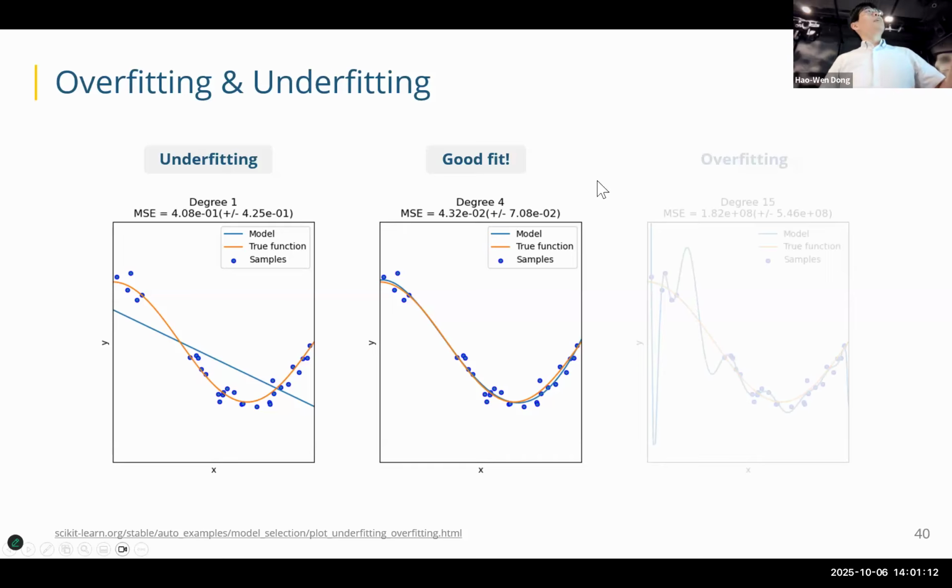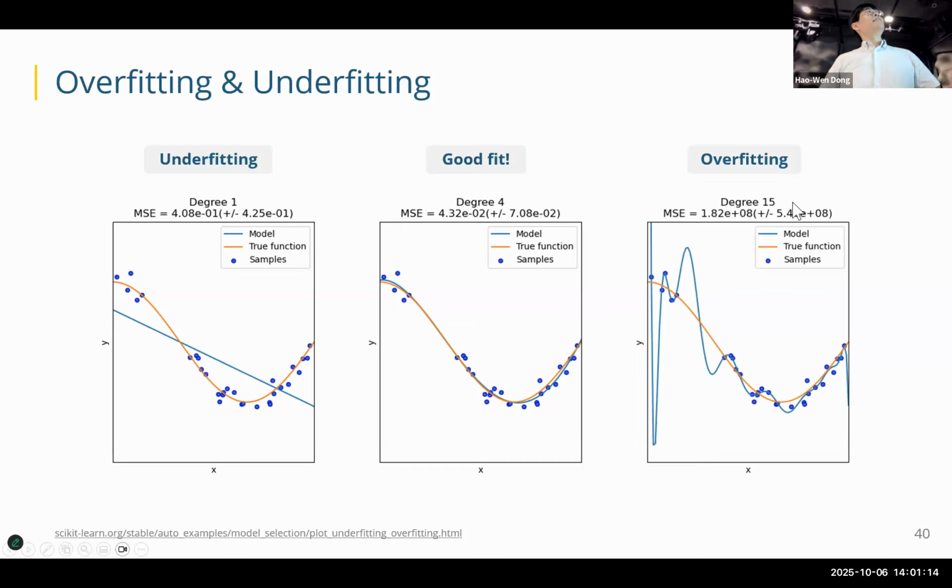But you can also imagine we can use a degree 15 polynomial, and it becomes something like this. And this is definitely not something we want, because it's crazily complicated and it doesn't really fit our intuition about what this underlying function would be.